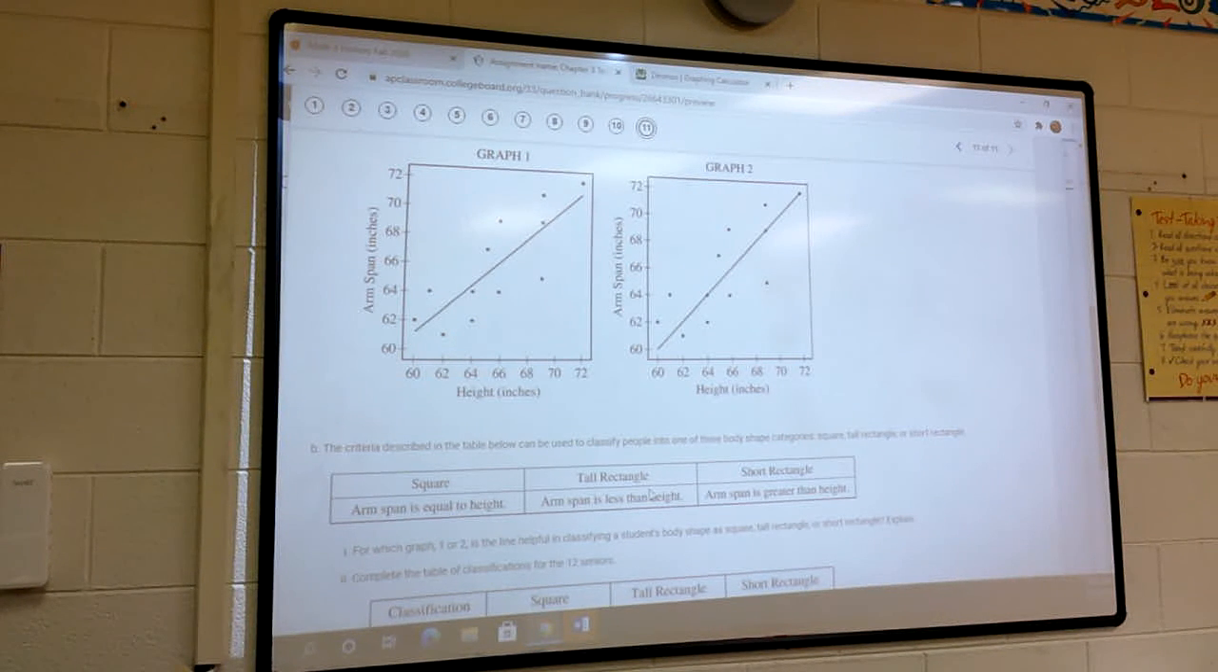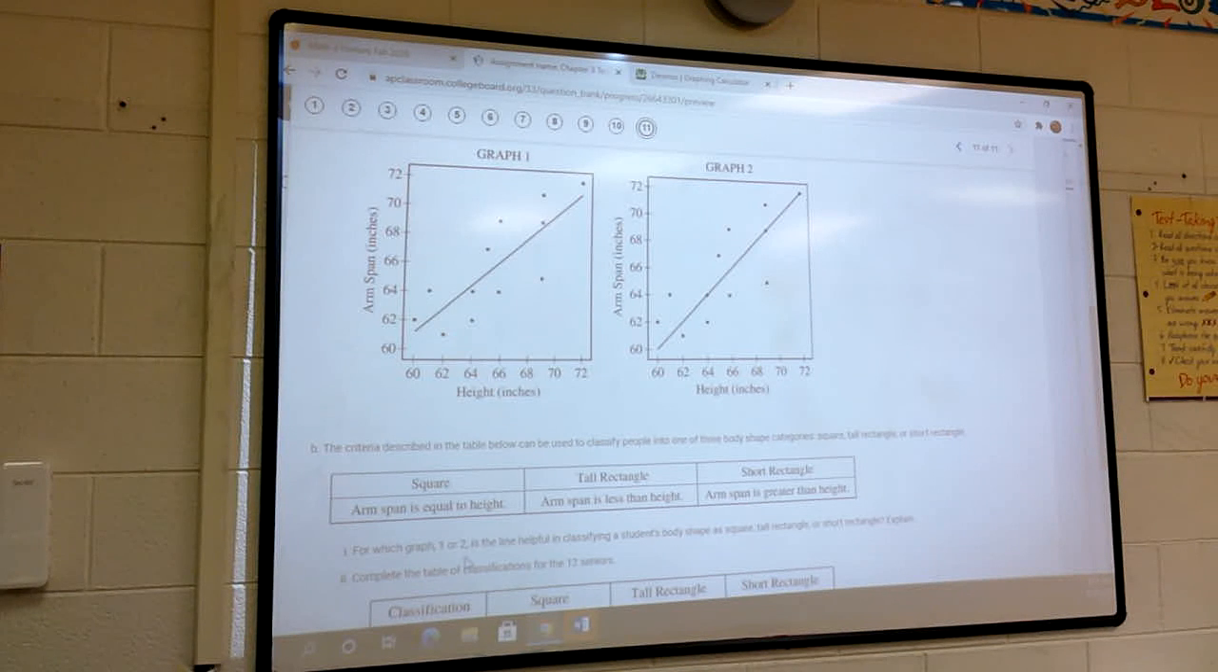Okay? It says the criteria described in the table below can be used to classify people into one of 3 body shapes. So they call you a square if your arm span is equal to your height. They call you a tall rectangle if your arm span is less than your height. And they call you a short rectangle if your arm span is greater than your height. Okay? Those are just ways they classify you.